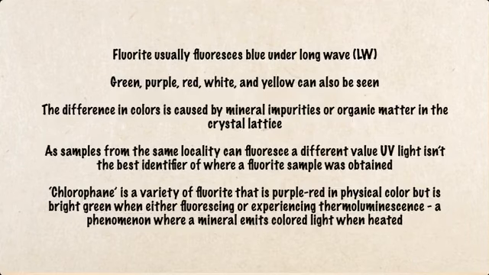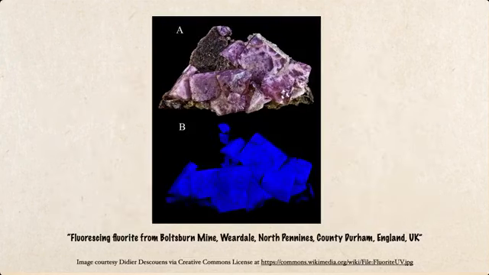And just as an example of a variety of fluorite with fluorescence, there is chlorophane. It's a variety that is purple-red in actual color, like if you're holding it in your hand, you'd say, oh, that looks purpley. But it is bright green, pretty much like an apple green, when it either fluoresces or experiences thermoluminescence, which is a phenomenon that fluorite has as well, where a mineral emits colored light when it's heated. Now here is fluorescence in practice right there. You can see the blue down at the bottom.